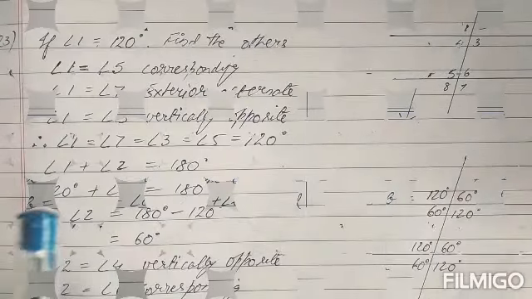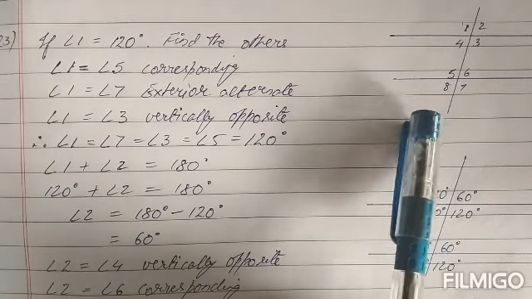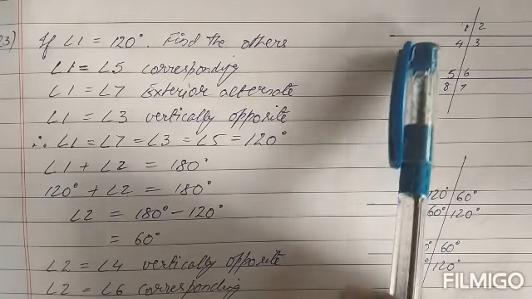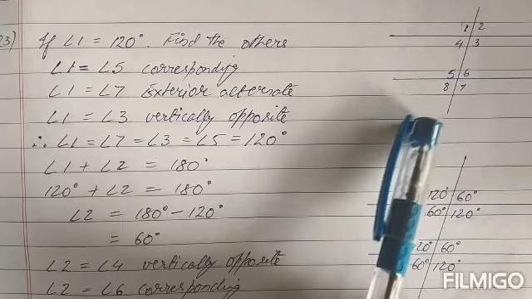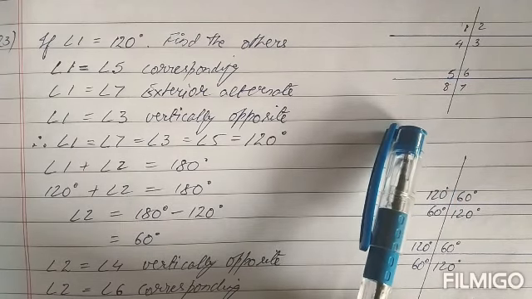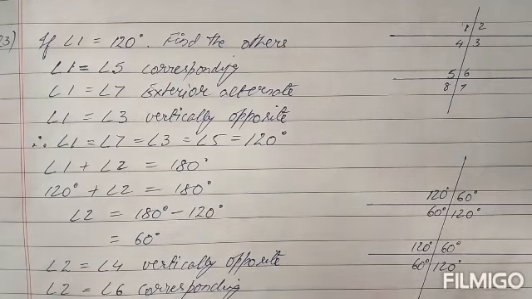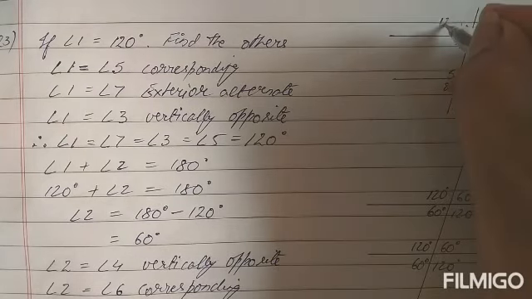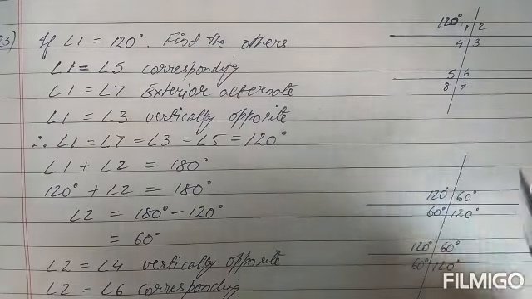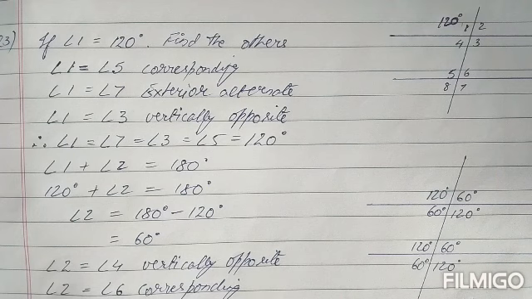Let's see question number 3, children. Look at the figure. Now the figure is given in which we have to calculate many angles. That means the various angles have to be calculated, and only angle 1 is given. As you can see, children, where is angle 1? Only angle 1 is given as 120 degrees. This is the only angle that has been given, and we have to calculate the rest of the 7 angles.